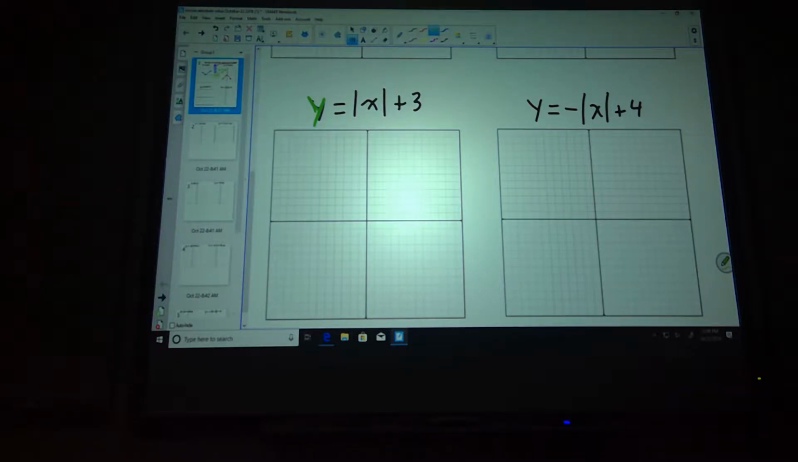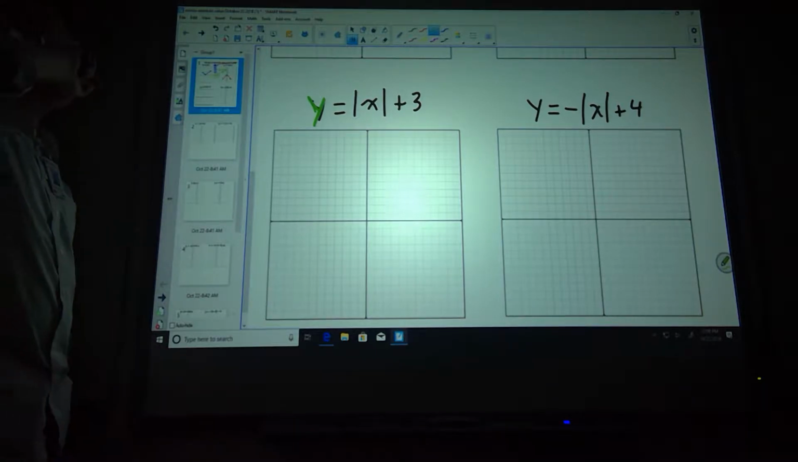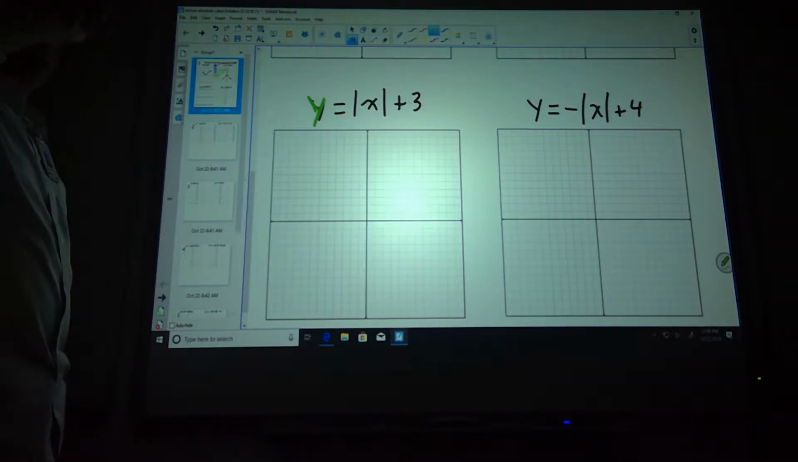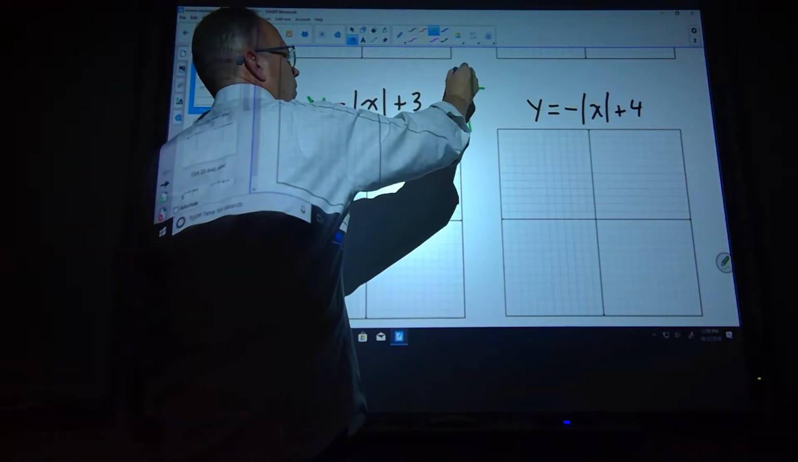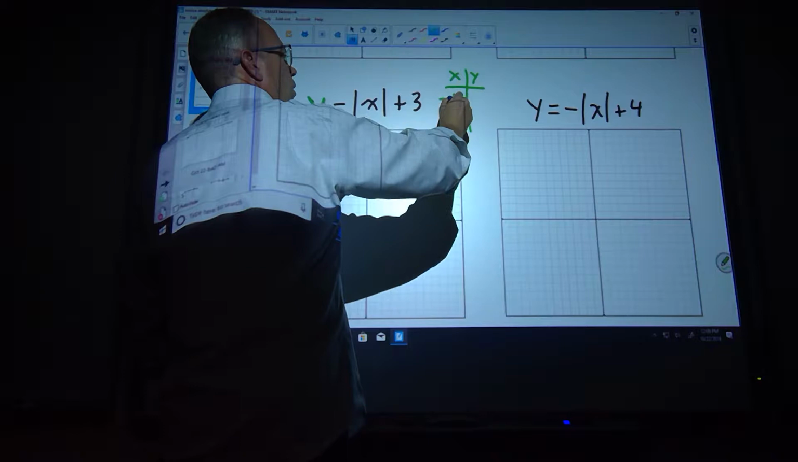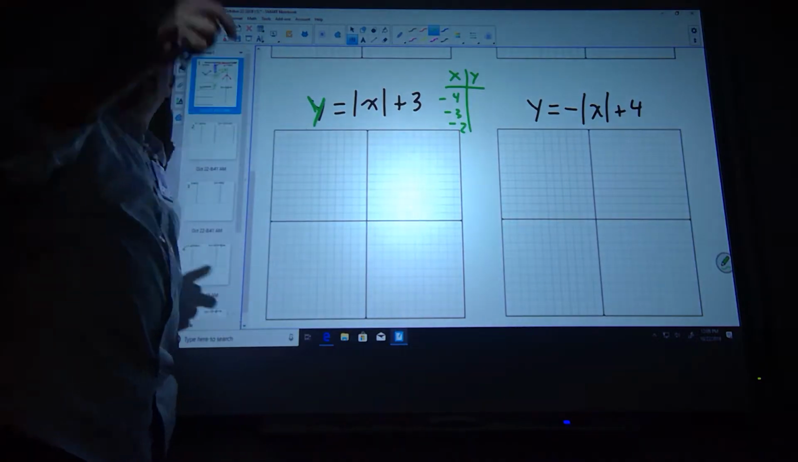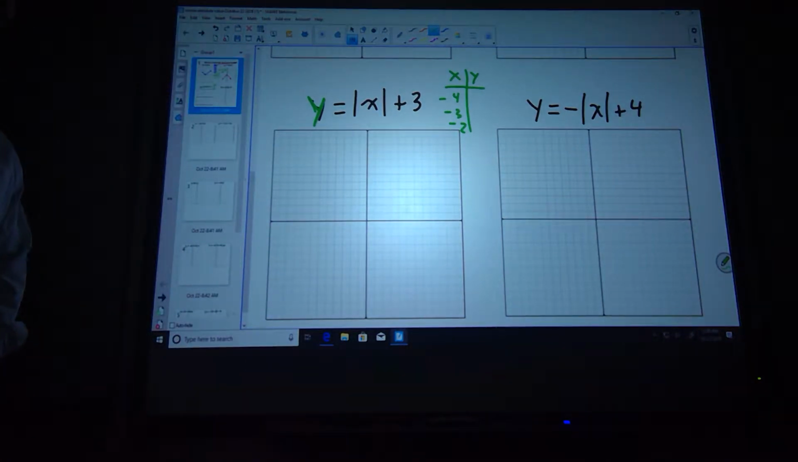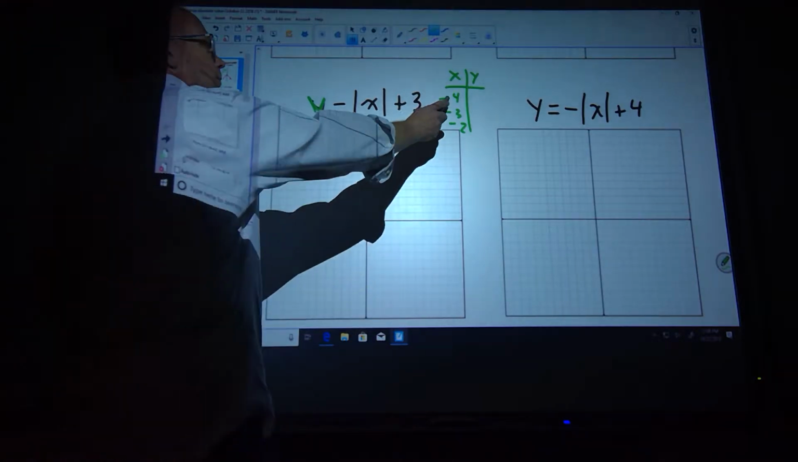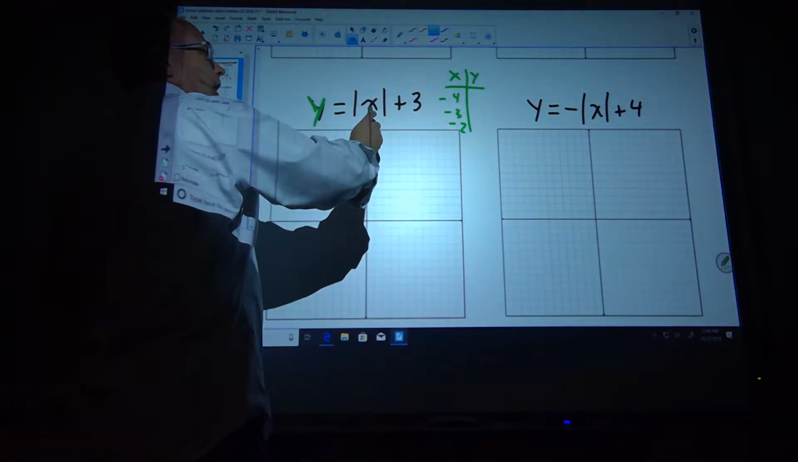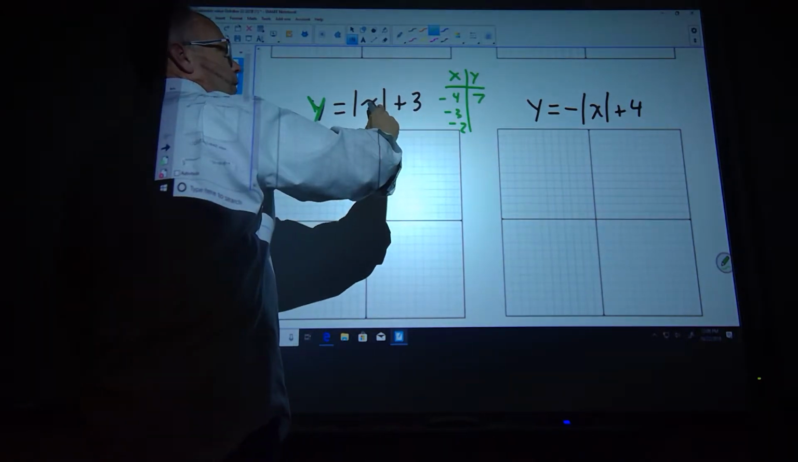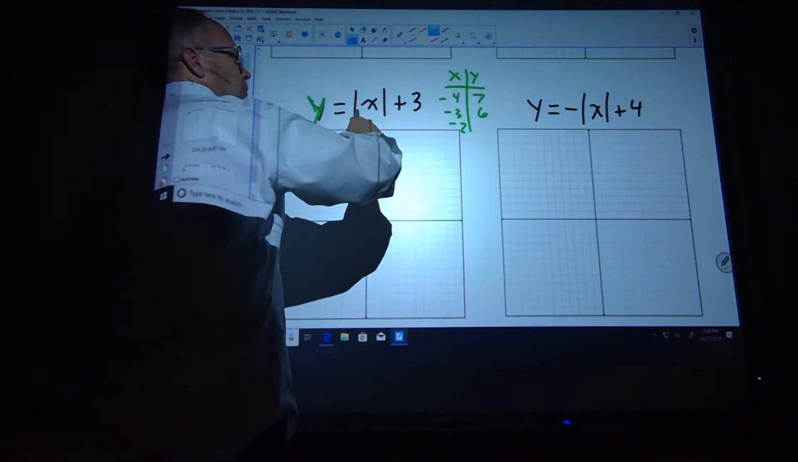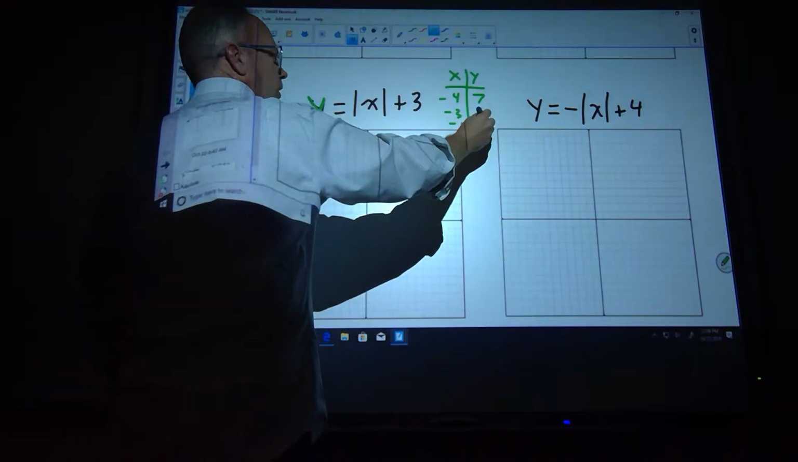Move to the left. Okay. So if you think it's going to move to the left, let's build upon that. If it moves to the left, that means it would move to the left 3. So then, on a t-table, let's pick -4, -3, -2, just to build with your conjecture. And thank you for submitting. If I plug this in, I get absolute value of -4 is 4. 4 plus 3 is 7. Absolute value of -3 is 3. 3 plus 3 is 6. Absolute value of -2 is 2. 2 plus 3 is 5.